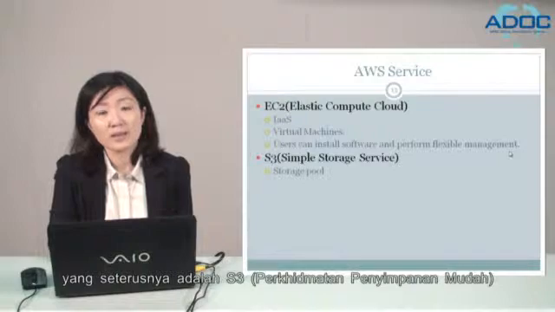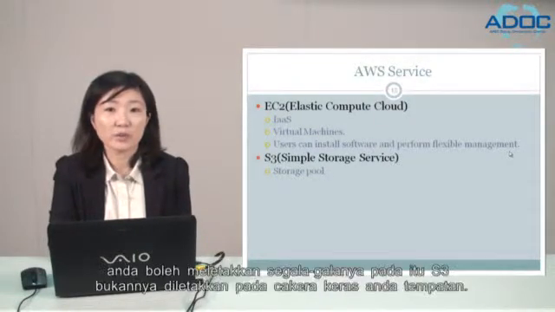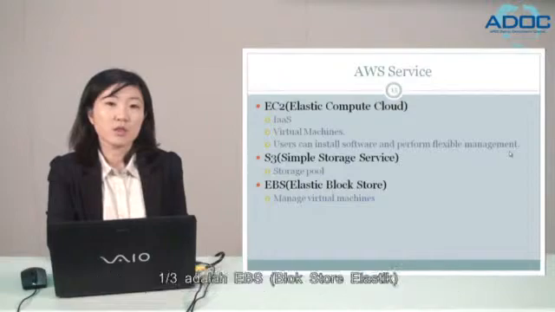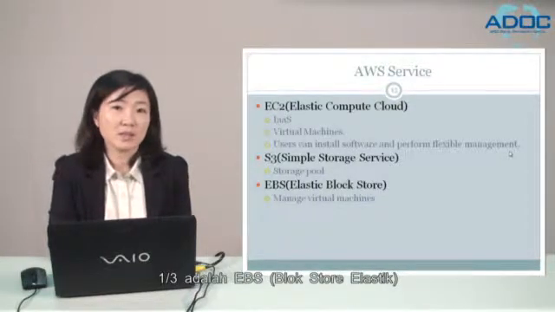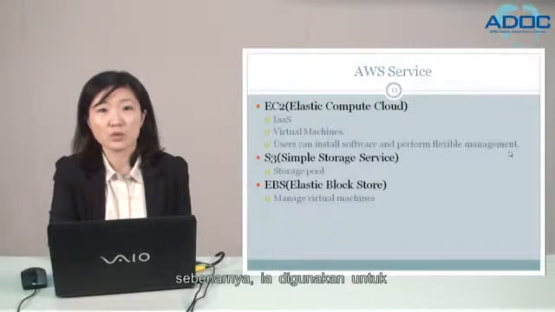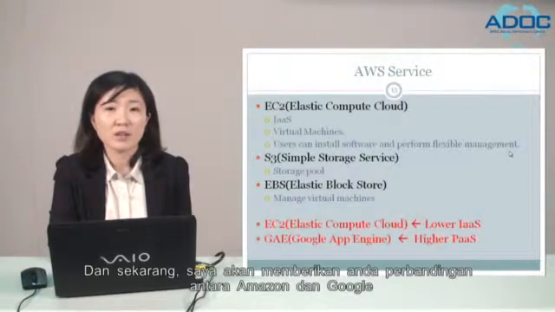The next one is S3, Simple Storage Service. It's a storage pool. You can put just everything on S3 instead of putting it on your local hard disk. The third one is EBS, Elastic Block Store. Actually, it is used to manage the virtual machines. And now, I'll give you a comparison between Amazon and Google.